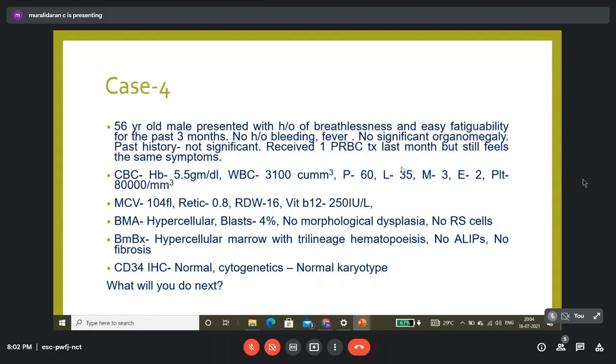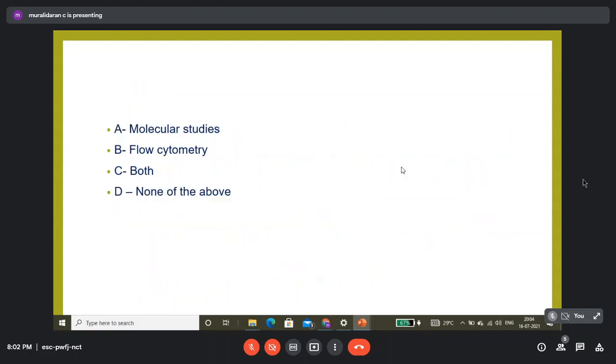So in this patient, what will you do next? Should I go for a flow cytometry to confirm whether it is MDS, or should I do molecular studies, or should I do both, or is none of this required? Can I simply say it is an MDS unclassifiable? What should I put this patient into, in terms of category?